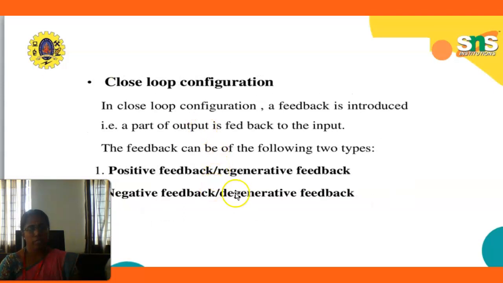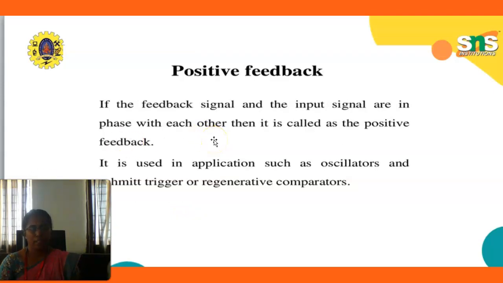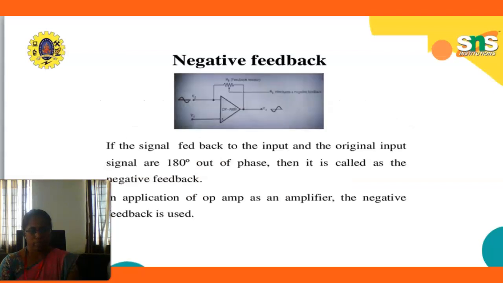In closed loop configuration, feedback is introduced: part of the output is fed back to the input. The feedback can be of two types: positive feedback or regenerative feedback, and negative feedback or degenerative feedback. In positive feedback, if the feedback signal and the input signal are in phase with each other, then it is called positive feedback. It is used in applications such as oscillators, Schmitt triggers, or regenerative comparators. In negative feedback, if the feedback signal and the original input are 180 degrees out of phase, then it is called negative feedback. In application of an opamp as an amplifier, negative feedback is used.